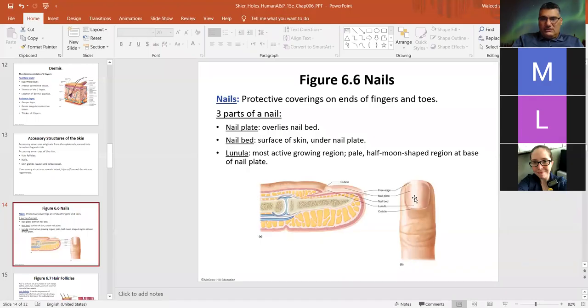So this is the nail plate. This is the free edge, and the cuticle is not really part of the skin of the nail. But if you have this skin growing, you can push it back. This is called the cuticle.